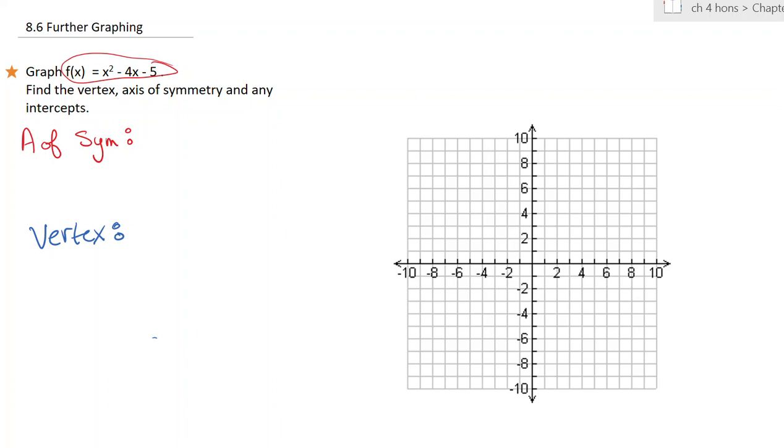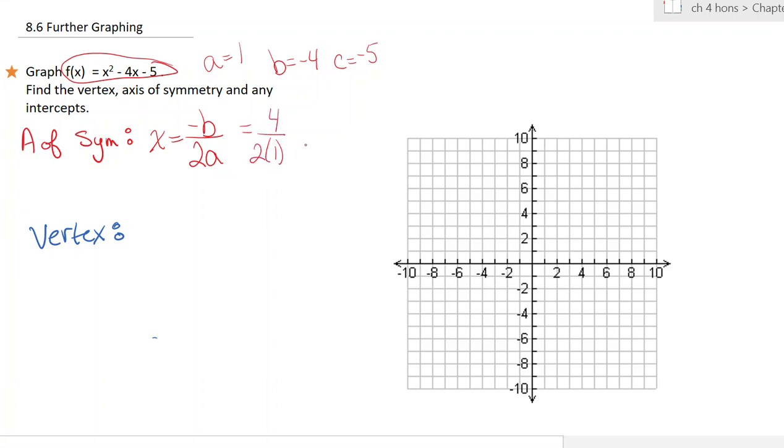Now, we talked about how you could change it to vertex form, but there's another way that you can find these things without doing that. To find the axis of symmetry, you will do this little formula of x equals negative b over 2a. And we just then use what this is. So a equals 1, b equals negative 4, and c equals negative 5. So the opposite of b would be negative 4, which would be a positive 4, over 2 times 1, and that reduces down to 2. So the axis of symmetry is 2.